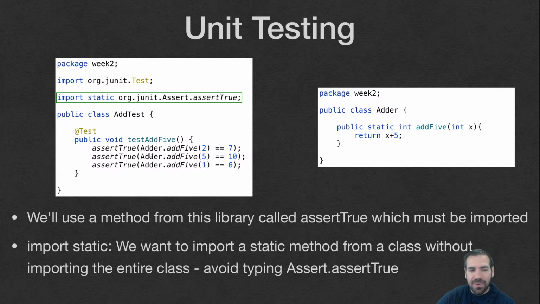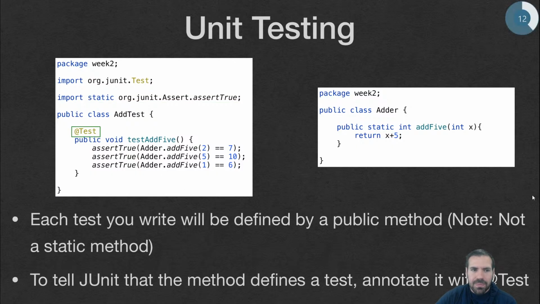For my money, for what it's worth, I like doing regular imports here, so I know that add5 is coming from the adder class. I like to have that reminder every time. But assert true, I know is coming from JUnit. It's not coming from anywhere else. I'm not importing asserts from all kinds of different places. They're all coming from JUnit, so I like static imports here. But this, sometimes I'll forget what class I'm testing a method from, so I do like the adder here. Okay. And now that we imported these things, we get to use them.